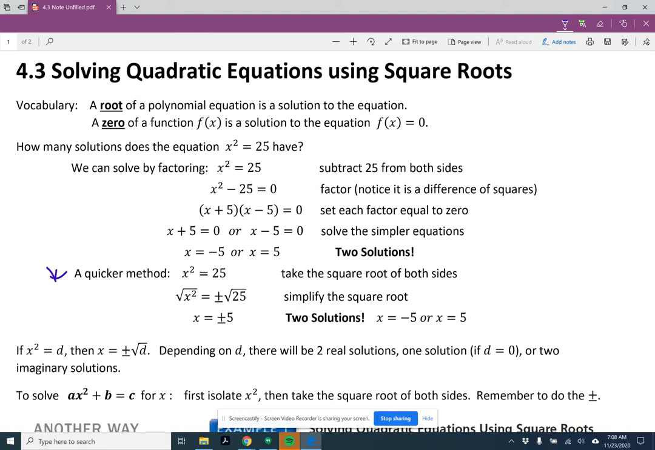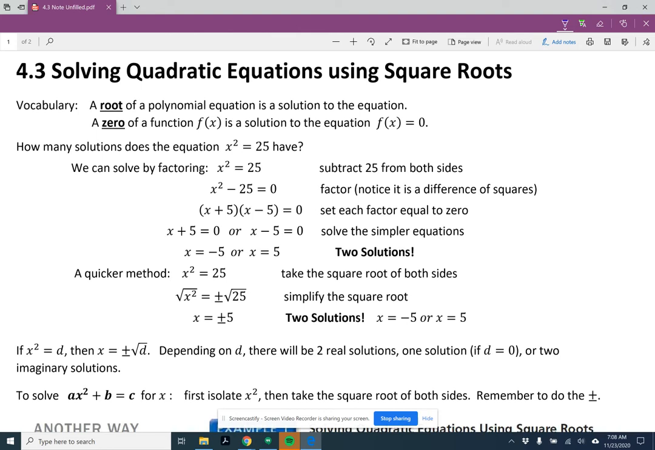So x squared equals 25. We can take the square root of both sides, because the square root will undo the square. We simplify the square root of 25, and we get two solutions. We need to remember to put the plus or minus on there. So if x squared equals d, then x equals plus or minus square root of d. That's the property of square roots that we talked about way back in chapter 1.